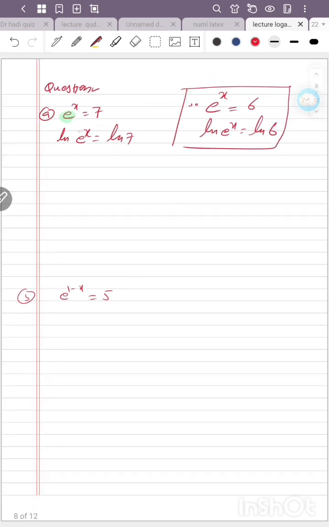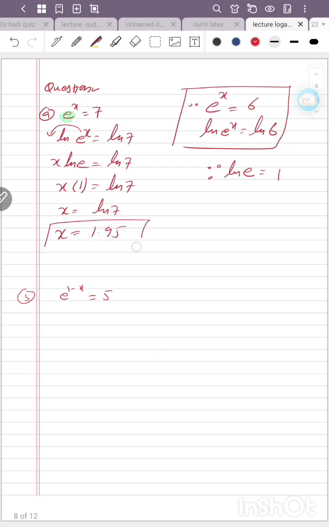Now here x is the power, and the power will be at the start, because the logarithmic property is that the power will be at the start, multiplied by the log. So x log of e equals log of 7. Remember that log of e is always 1. So x times 1 equals log of 7, so x equals log of 7. Put this value in the calculator, we got 1.95. This is our answer.